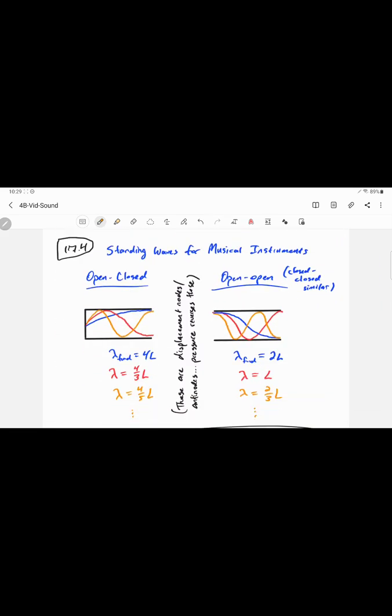Okay, standing waves. If you have a musical instrument, let's first focus on the left-hand side here. You have a pipe that's closed on one end and open on the other end, and you hit it with a hammer. It's going to excite a bunch of sound waves inside it of all sorts of different frequencies. But the ones that persist over time are the ones where, when the waves bounce back and forth between the two ends, they don't destructively interfere.